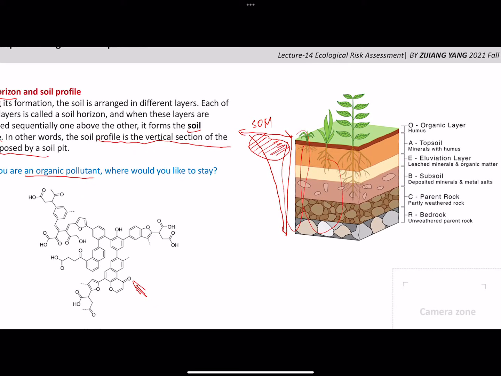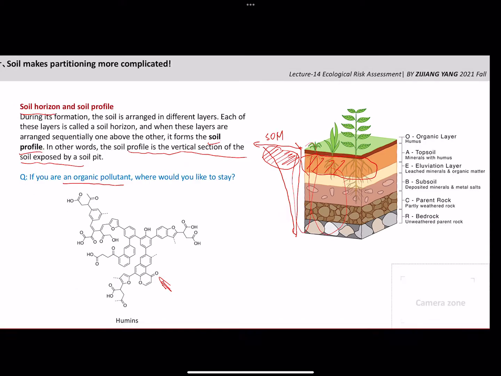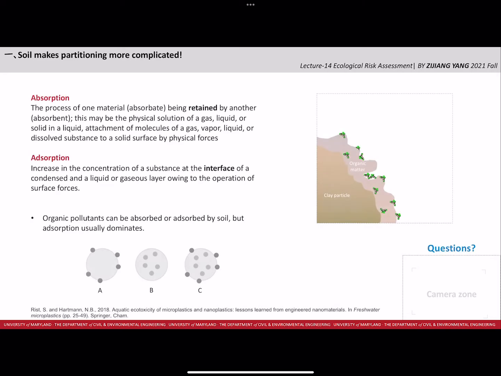At the top? Because it has lots of organic matter. Yes. So in environmental engineering, we usually care about the top layers of the soil because the organic matter usually accumulates in this layer. And then how can the organic matter stay in the soil?